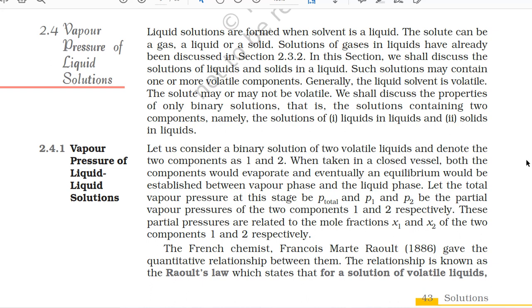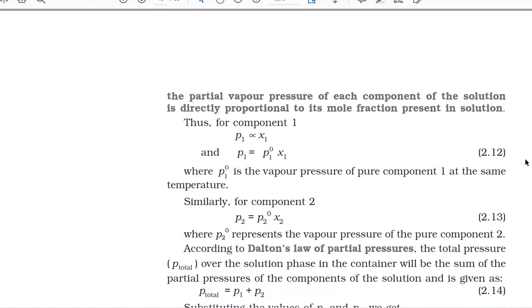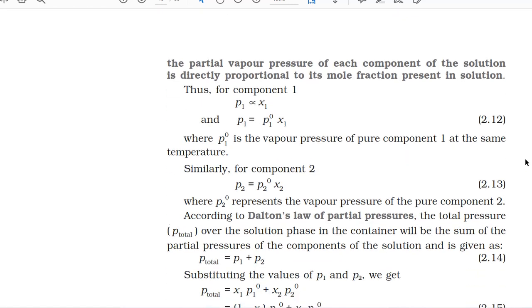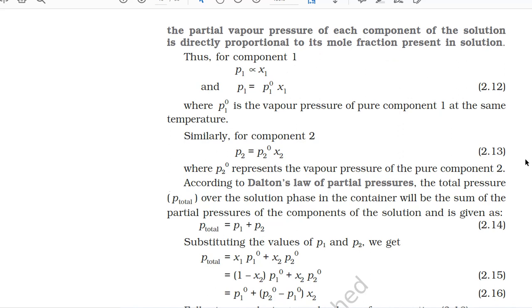These partial pressures are related to the mole fractions x1 and x2 of the two components 1 and 2 respectively. The French chemist Francois-Martin Raoult (1886) gave the quantitative relationship between them. The relationship is known as Raoult's law, which states that for a solution of volatile liquids, the partial vapor pressure of each component of the solution is directly proportional to its mole fraction present in solution.